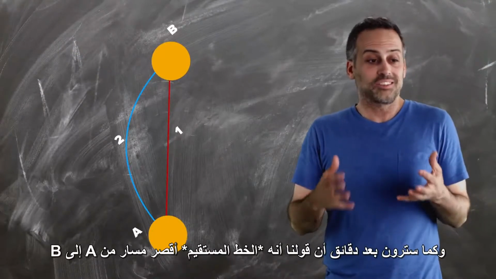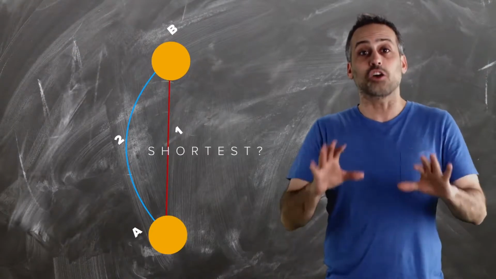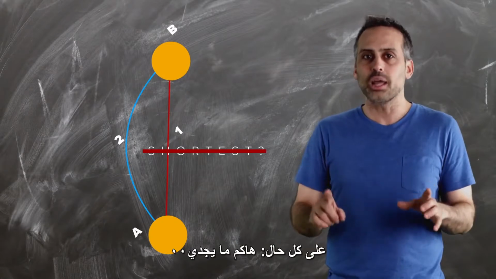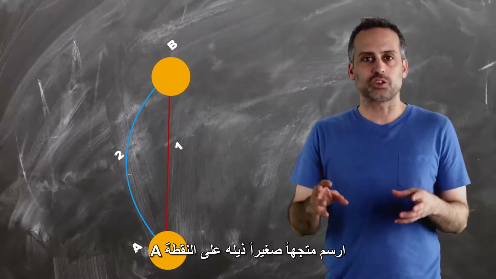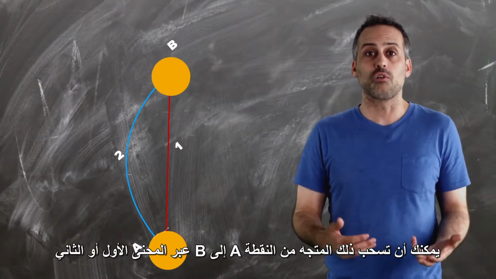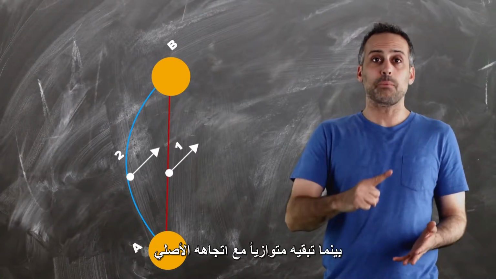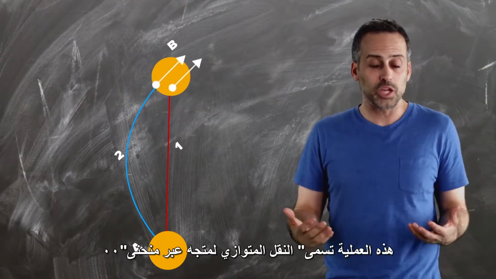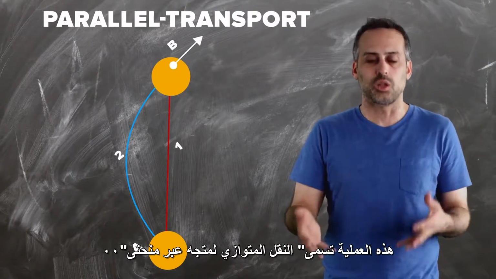And as you'll see in a minute, saying that it's the shortest path from A to B doesn't work as a general answer. However, here's what does work. Draw a tiny vector with its tail at point A. You can slide that vector from point A to point B along curve 1 or along curve 2 while keeping it parallel to its original direction. This operation is called parallel transporting a vector along a curve.